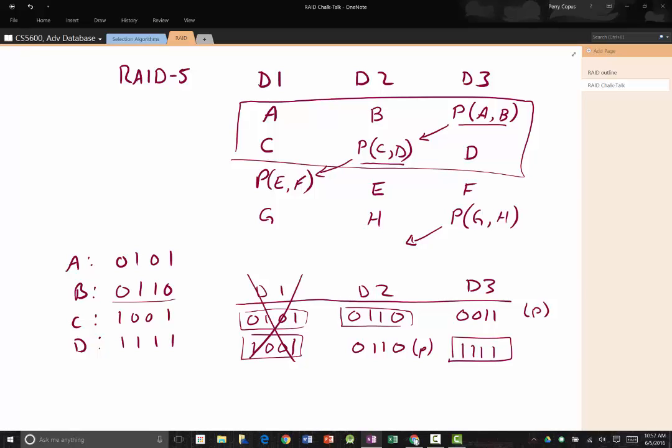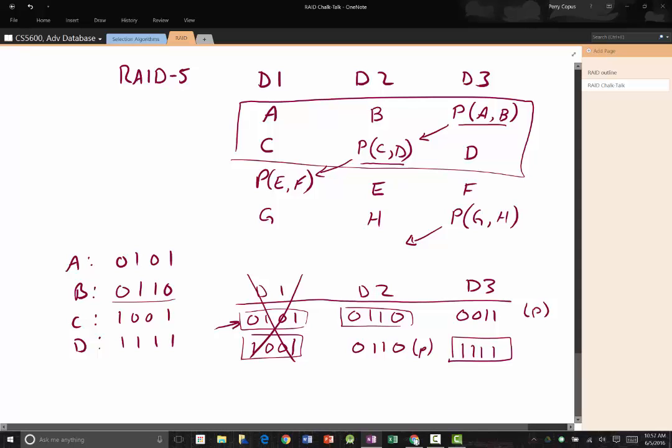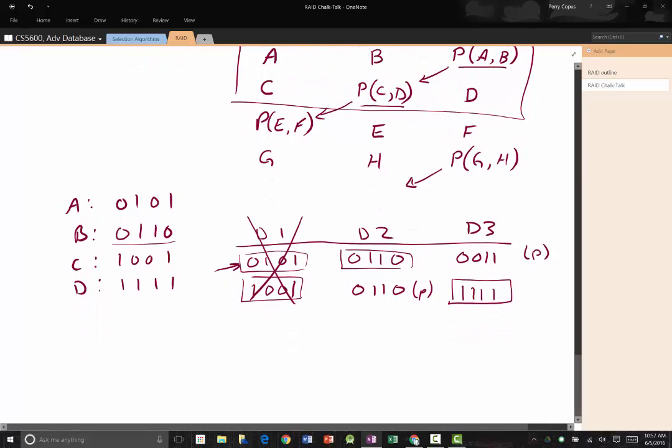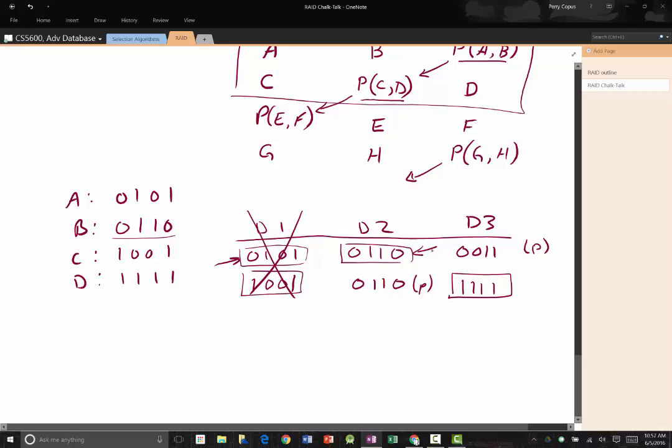Do we still have enough information to obtain all of the original blocks? When we go to read block A, remember block A was written here. We can't directly access that from disk 1 because disk 1 has failed. But there's an interesting property of exclusive OR such that if I take these values and exclusive OR them together, I should get that value back out. So let's see if it works. I've got 0, 1, 1, 0, and 0, 0, 1, 1. And so I get 1, 0, 1, 0, like that. Okay? And so that is the value for A.